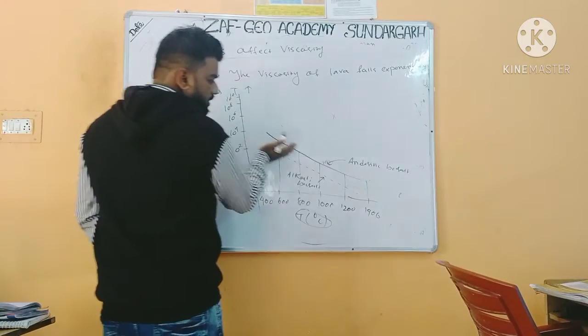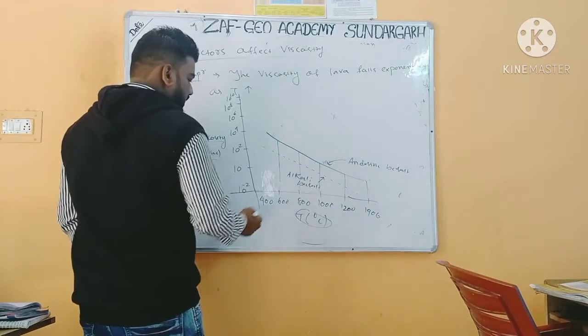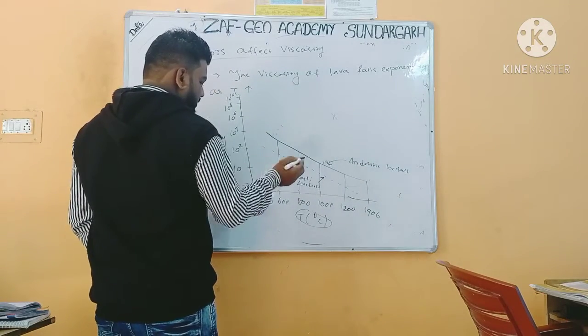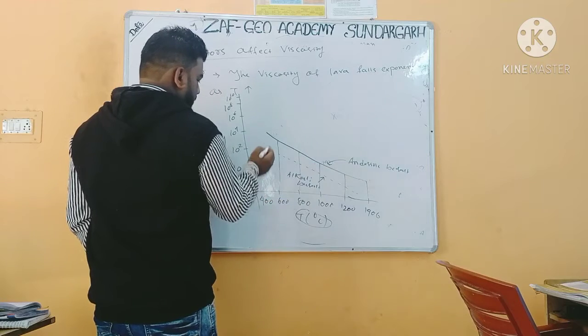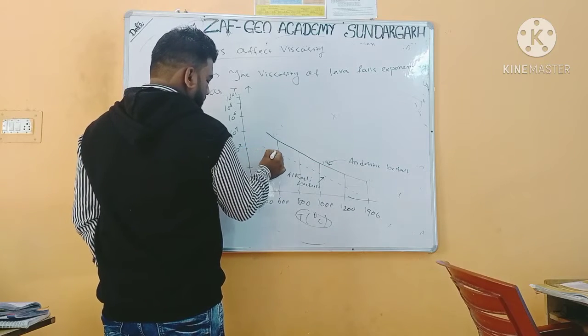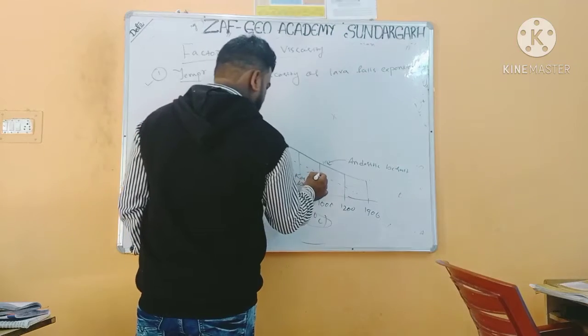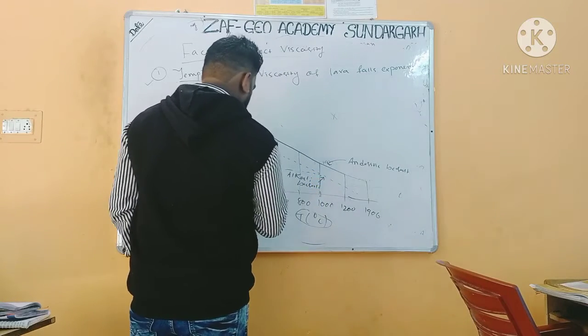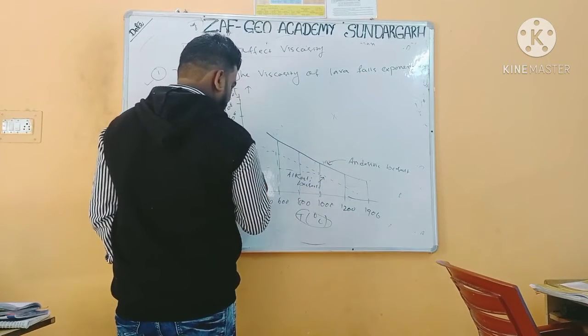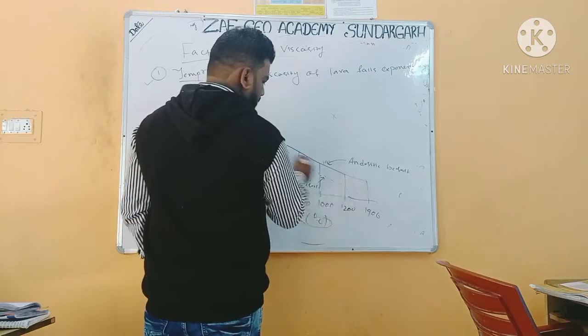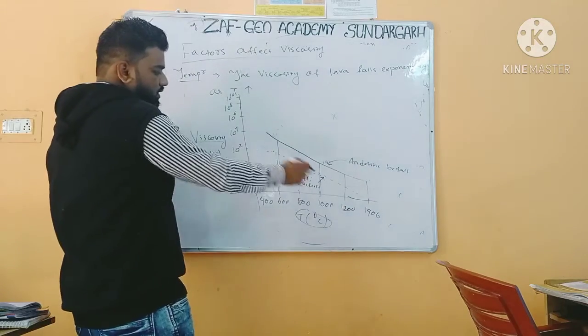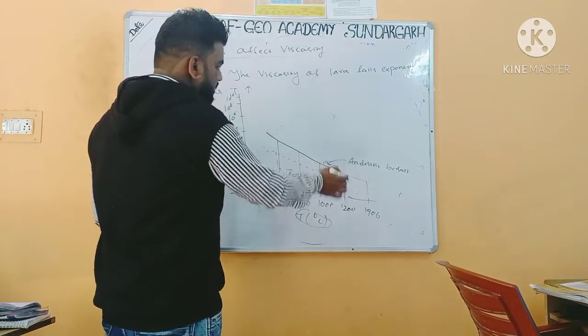The viscosity is decreasing exponentially, and for alkali basalt it is also decreasing, from 10 to the power 2 at 600, 10 at 1000. So the viscosity is decreasing exponentially.